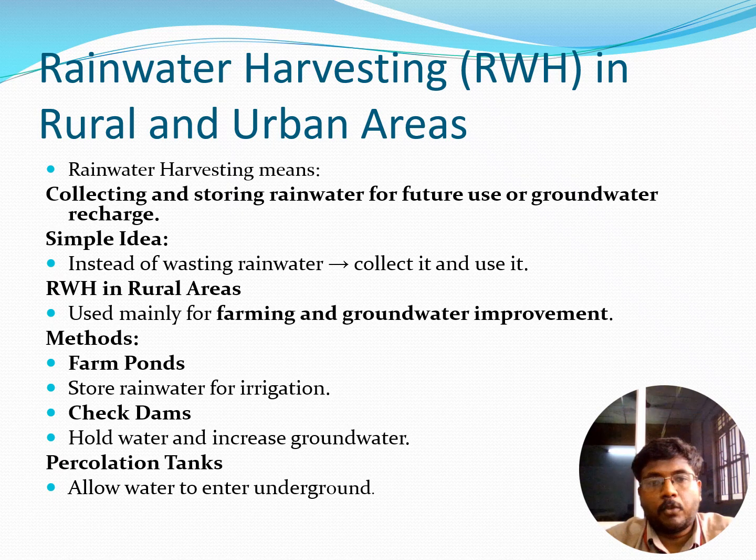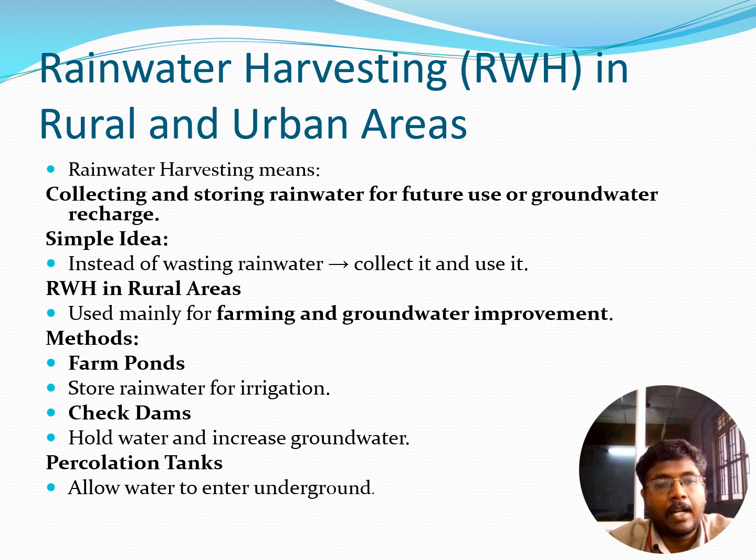Next we see about rainwater harvesting in urban and rural areas. First of all, what is meant by rainwater harvesting? Rainwater harvesting is a simple and sustainable process of collecting, filtering, and storing rainwater for future use before it becomes runoff. It is also the collection and storing of rainwater for future use or groundwater recharge. Mainly, it reduces soil erosion, recharges groundwater levels, and provides a reliable backup water supply.